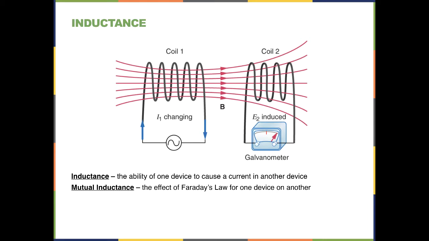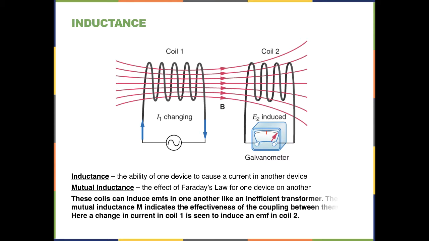Mutual inductance is the effect of Faraday's law for one device on the other. These coils can induce EMFs on one another, like an inefficient transformer. Their mutual inductance, M, indicates the effectiveness of the coupling between them. Here, a current change in 1 is seen as induced EMF in 2. Notice that it has to be a current change. EMF2 is equal to M times the change in current over time.